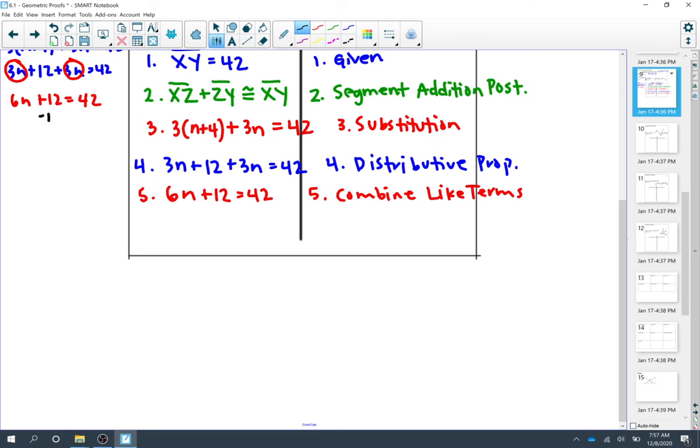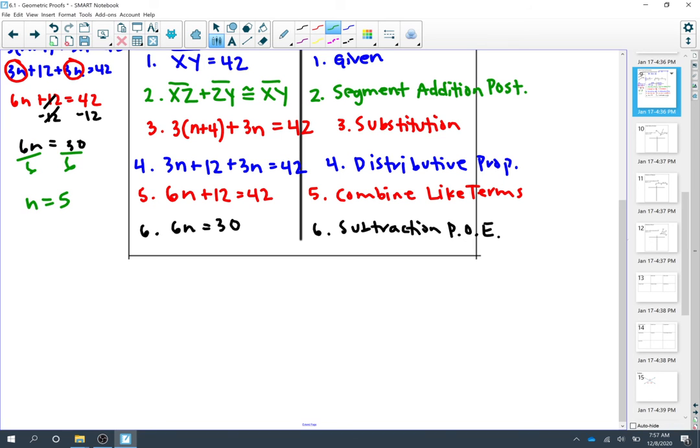From here, I'm probably going to subtract 12. So 6n equals 30. So step 6, I have 6n equals 30. And that was subtract 12, and that was on both sides of the equal. So that is the subtraction property of equality. And then divide by 6.